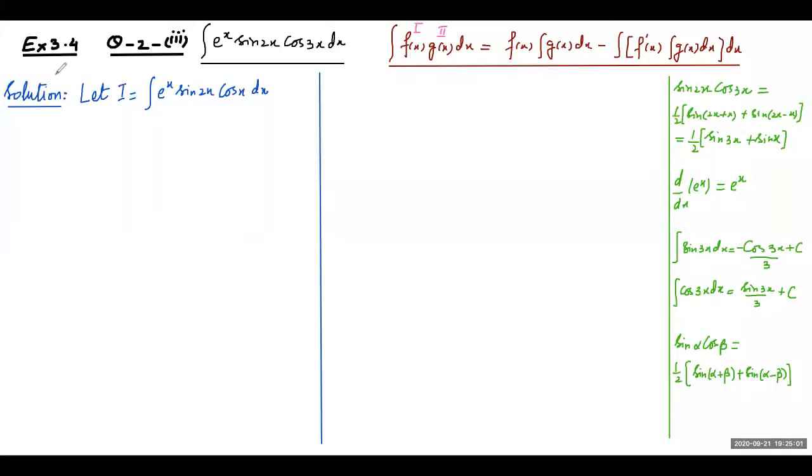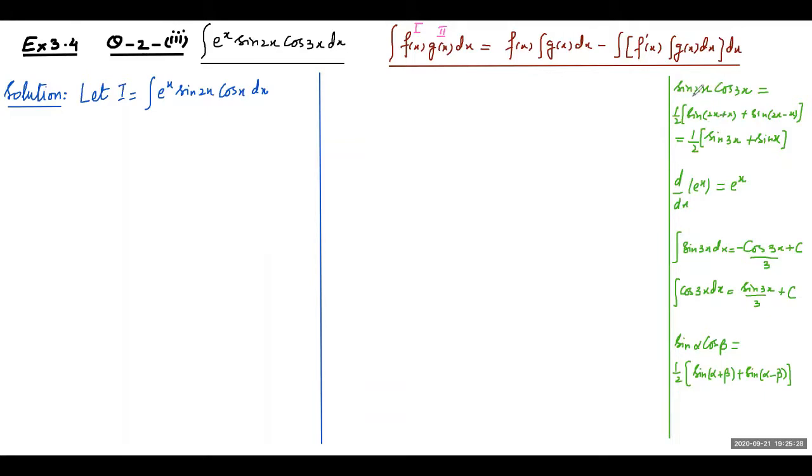Bismillahirrahmanirrahim. Exercise 3.4, question number 2, part 3: integral e^x sin 2x cos 3x dx. The formula for integration by parts: integral f(x) g(x) dx, considering f as the first and g as the second function, equals first function times integral of second, minus integral of [derivative of first times the same integral] dx.